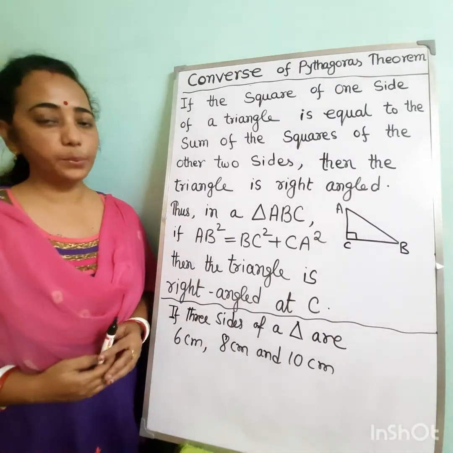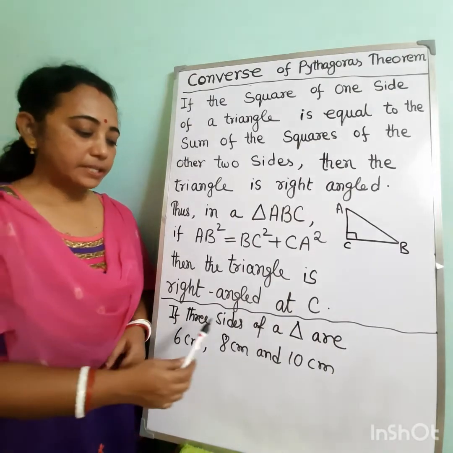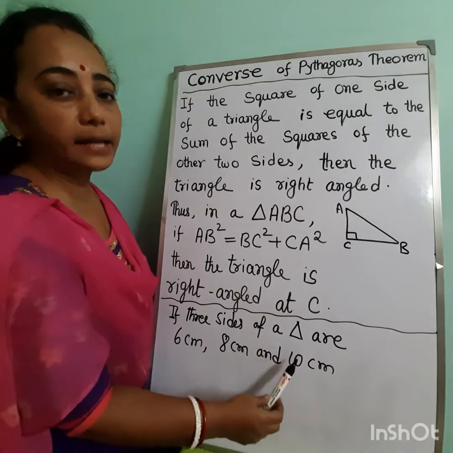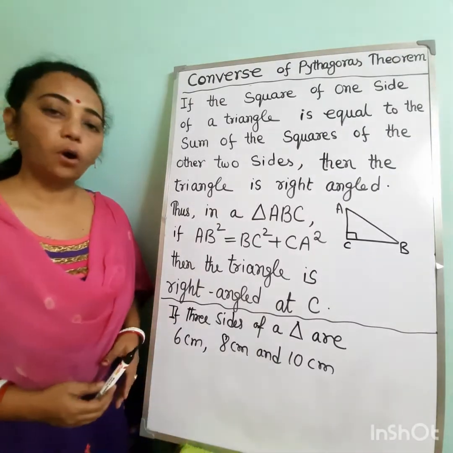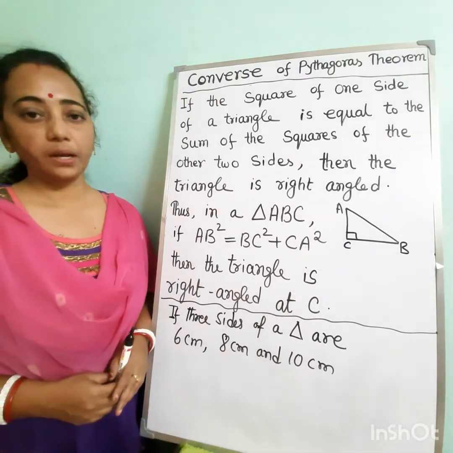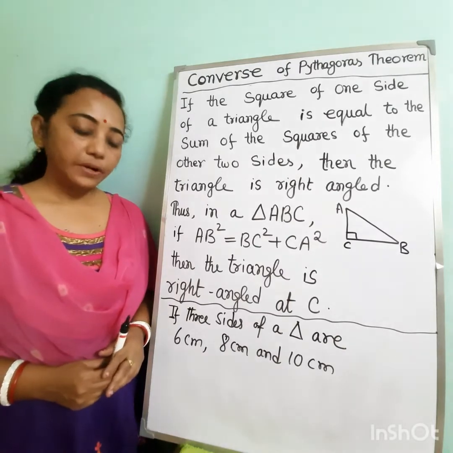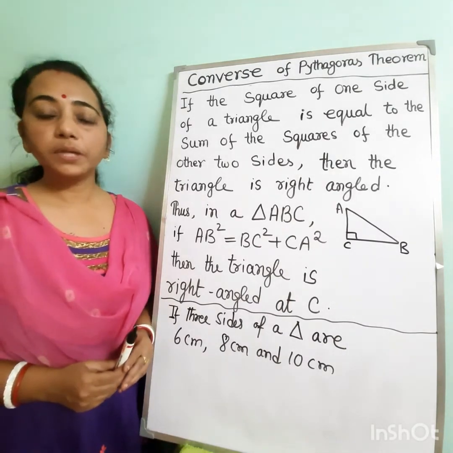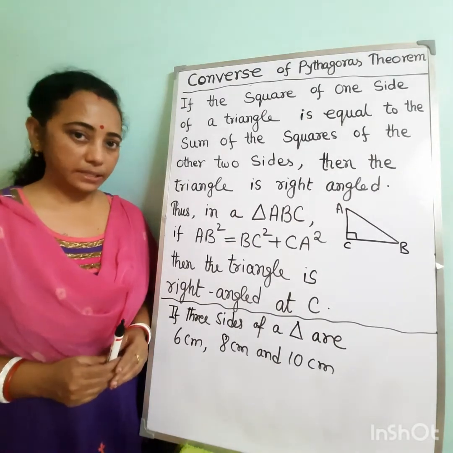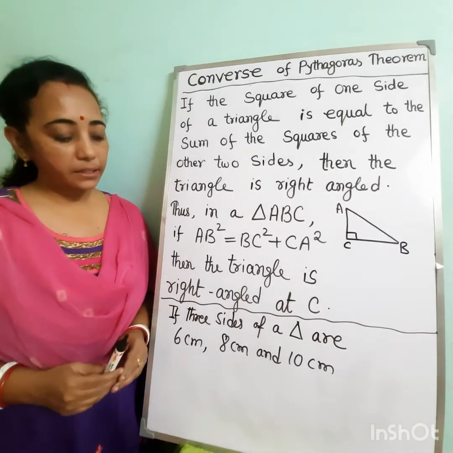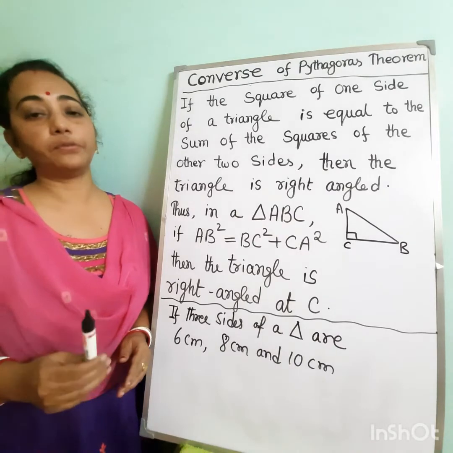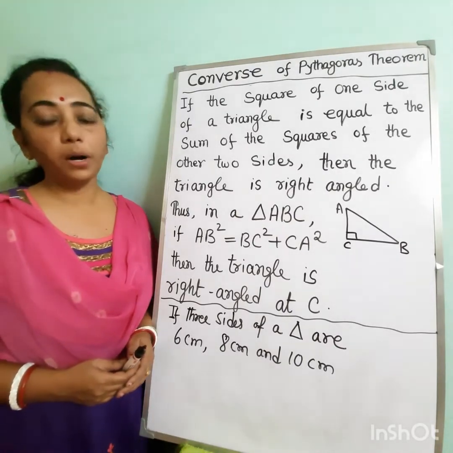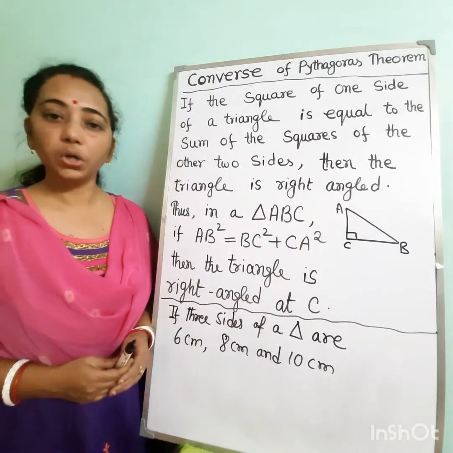Let's see one example. If the three sides of a triangle are given 6 cm, 8 cm and 10 cm, will they form a right triangle? Now, first we will find the sum of the squares of the two smallest sides. Then we will find the square of the longest side. If they are equal, then the three sides will form a right triangle, otherwise not.